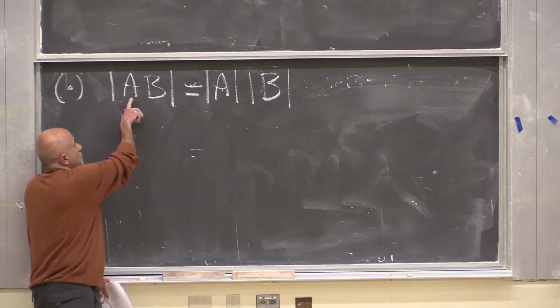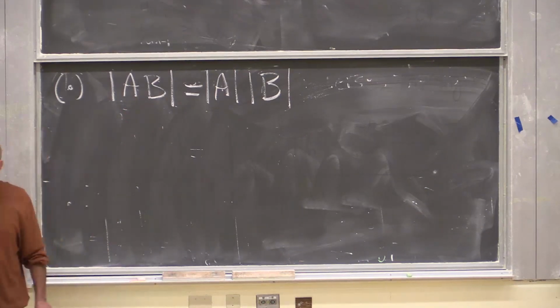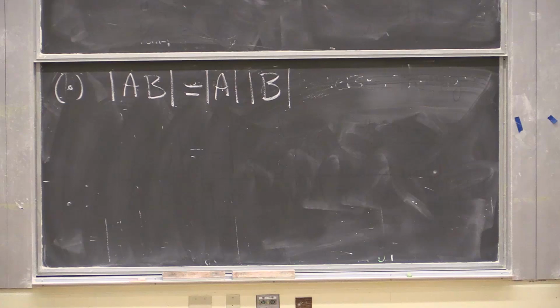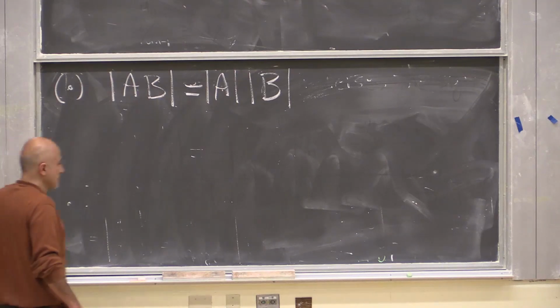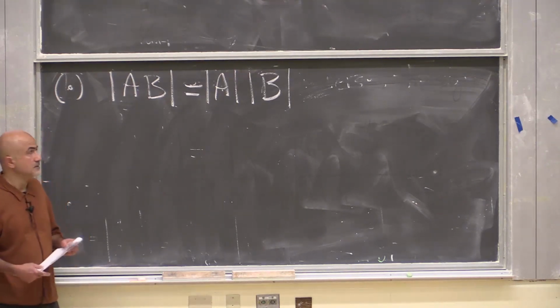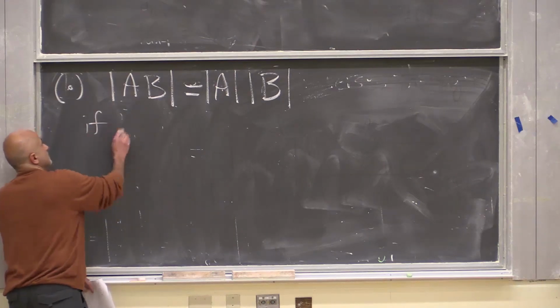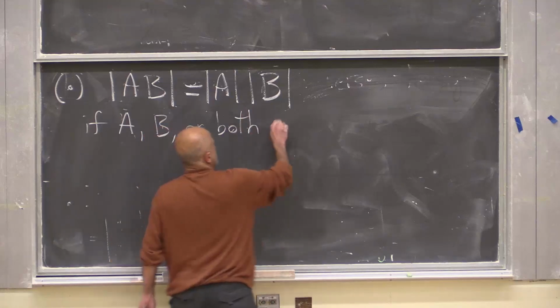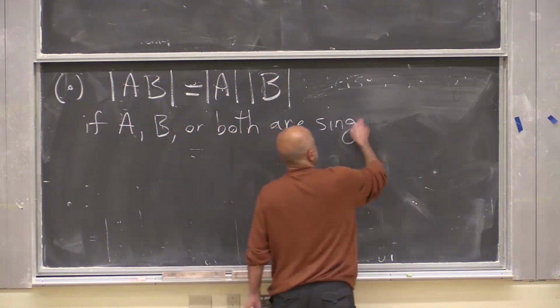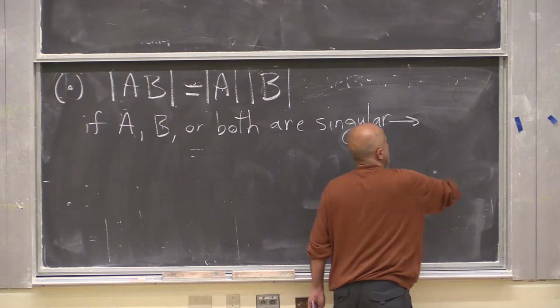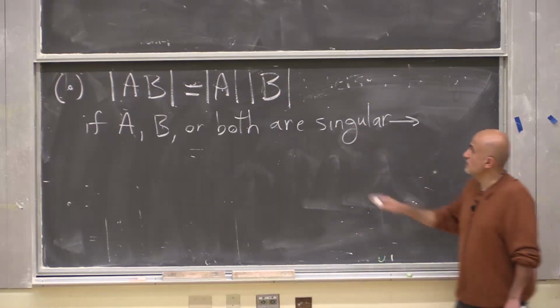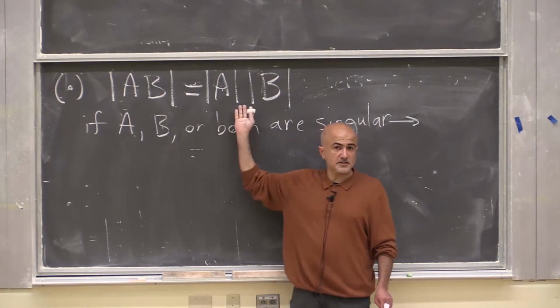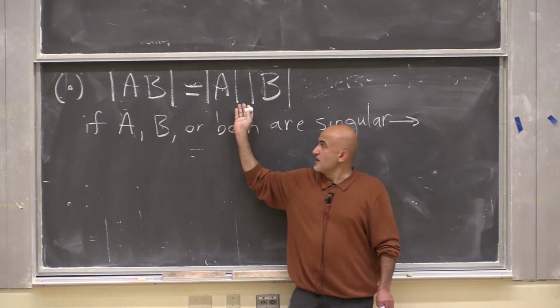First of all, if one or both of A and B are singular, meaning at least one of them is non-invertible, does this equality hold? If A, B, or both are singular, then does this hold true? What's on the right-hand side? Let's say A is singular. What's on the right-hand side? 0.